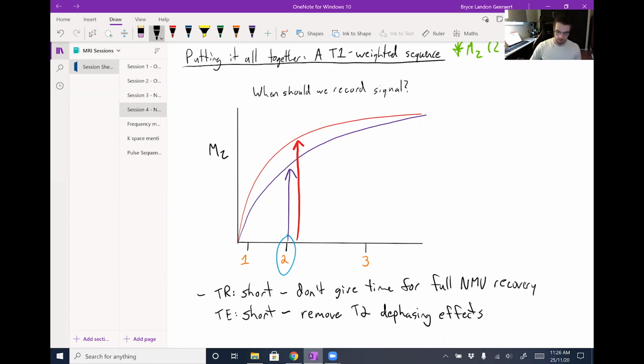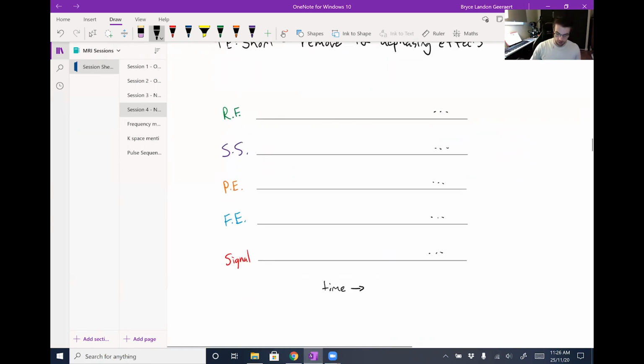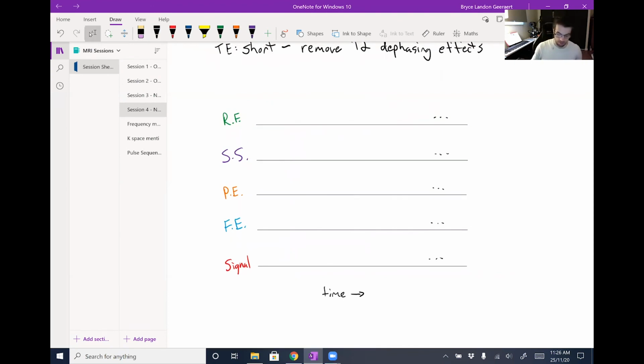So let's draw a T1 weighted sequence. I'm just going to speed through this, as we've already done it once and have some other stuff to touch on. So we've got a 90-degree pulse. Then we wait some amount of time to allow for longitudinal regrowth. And then we've got another 90-degree pulse where we're now interested in that regrown component of the NMV.